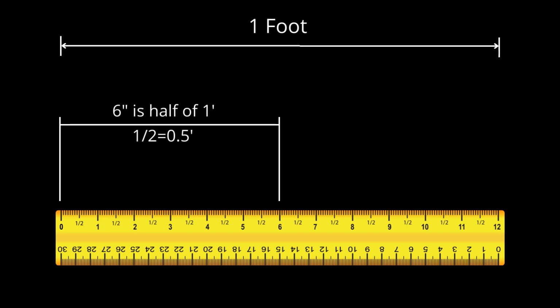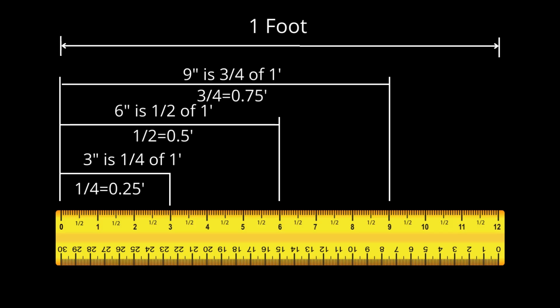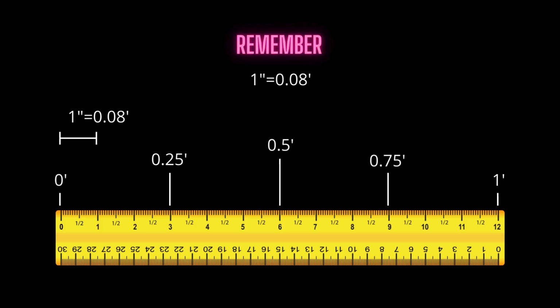Let me give you some tips. Half of 1 foot is 6 inches, so half of 1 foot is 0.5 feet. 3 inches is 1/4 of 1 foot, so 3 inches is equal to 0.25 feet. And 9 inches is 3/4 of 1 foot, and that is 0.75 feet. Now we know quarter, half, and 3/4 decimal values of 1 foot, and we just need to remember 1 inch is equal to 0.08 feet.